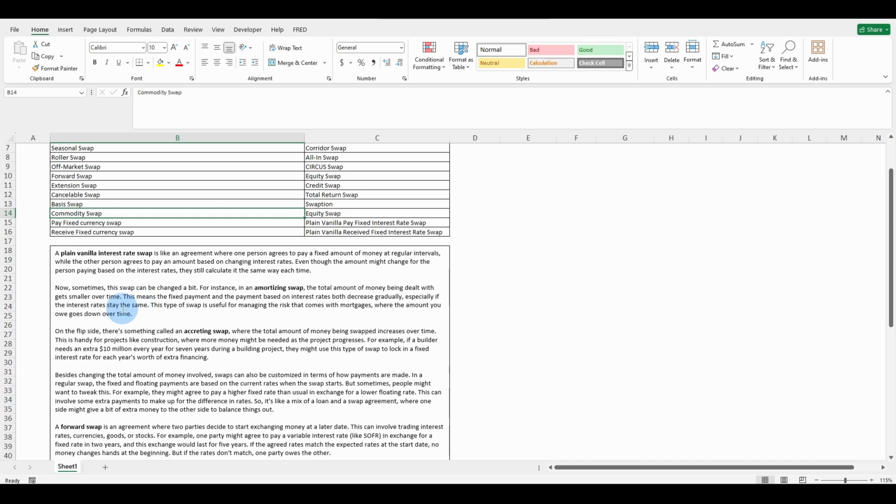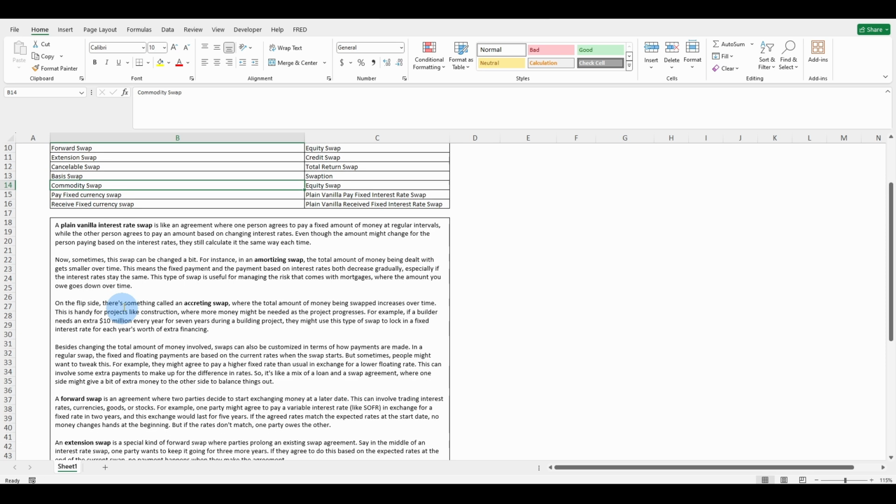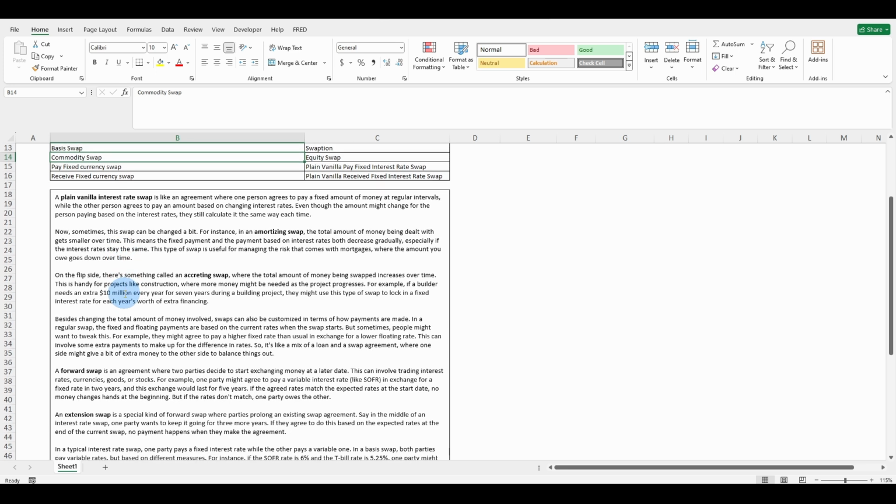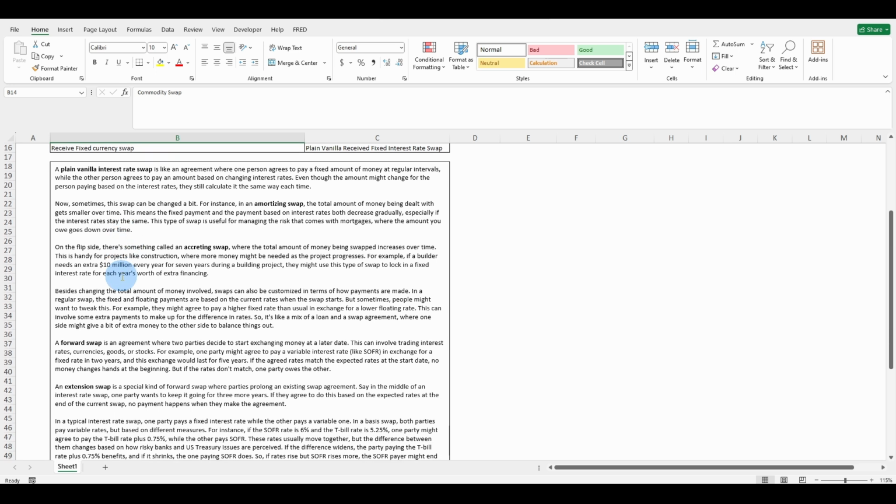Sometimes the swap can be changed a bit. For instance, in an amortizing swap, the total amount of money being dealt with gets smaller over time. This means the fixed payment and the payment based on interest rates both decrease gradually, especially if the interest rate stays the same. This type of swap is used for managing the risk that comes with mortgages, where the amount you owe goes down over time.